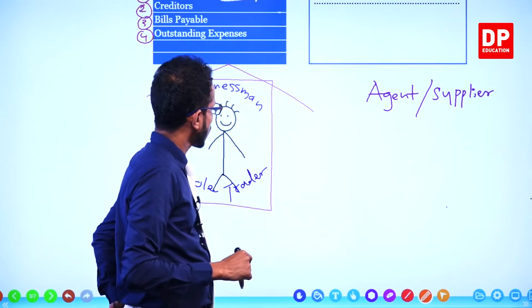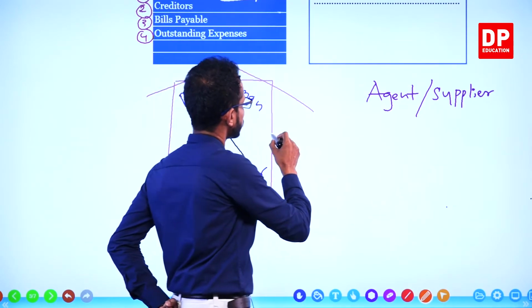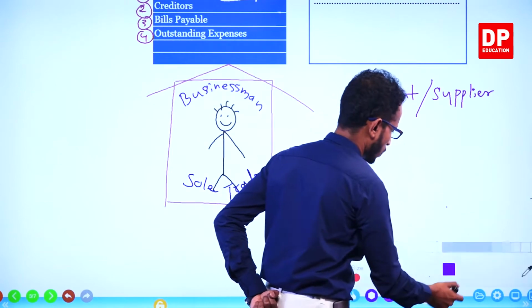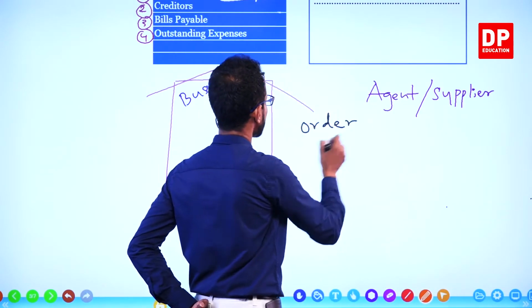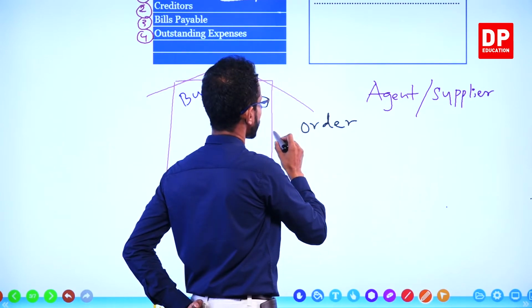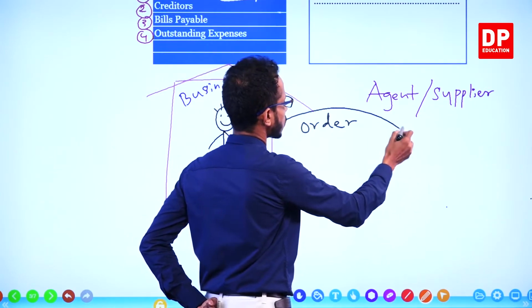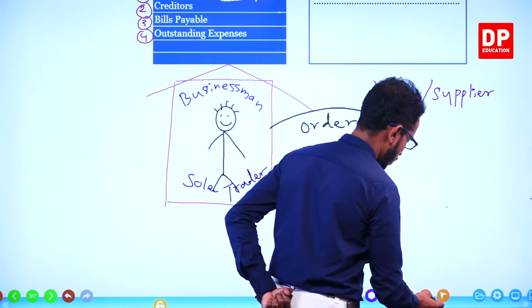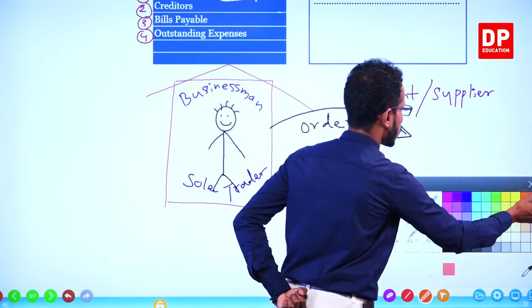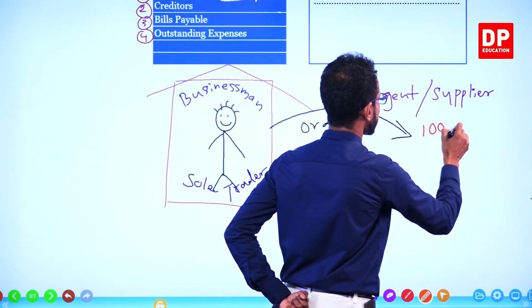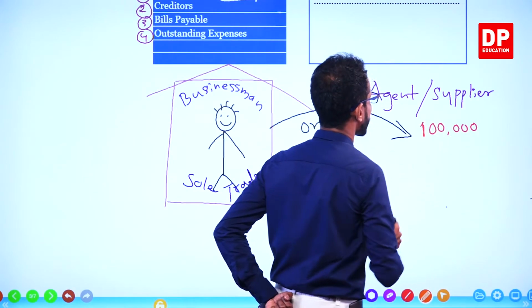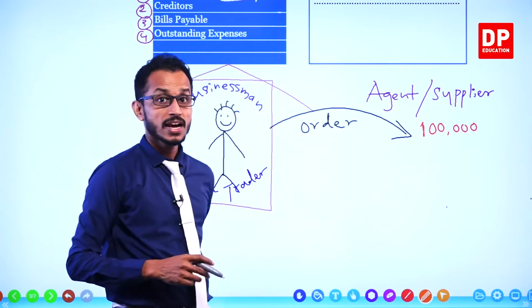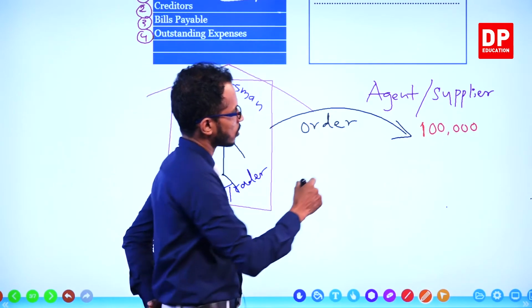I order goods from this agent. The order is 100,000 rupees stock.